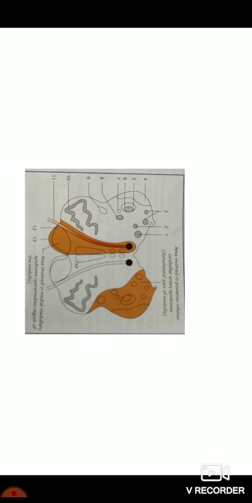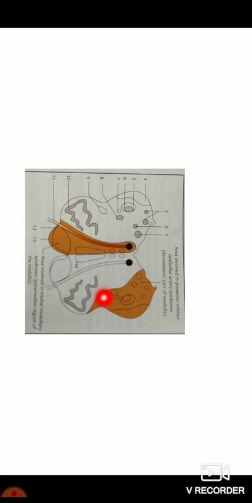The blood supply of the medulla mainly involves the posterior inferior cerebellar artery and vertebral artery. Now there are two syndromes that are related to the medulla, which we will discuss. One is the lateral medullary syndrome of Wallenberg, also known as the posterior inferior cerebellar artery syndrome.